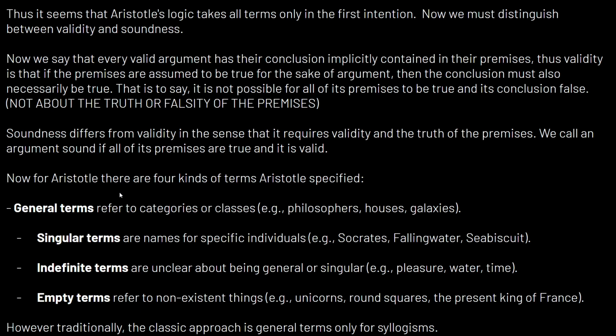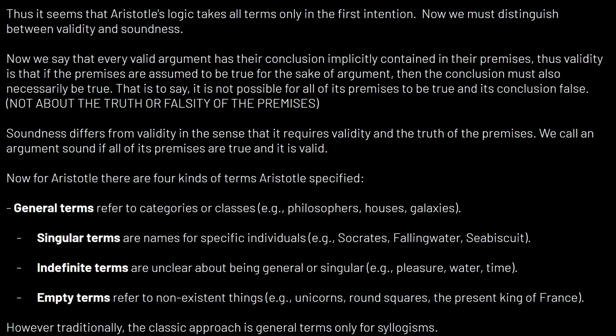But this is different from soundness because soundness requires validity and the truth of the premises. So if, let's say, the argument is invalid but the premises are true, it's not sound. So soundness requires validity plus truth. So we call an argument sound if all of its premises are true and the argument is valid itself.